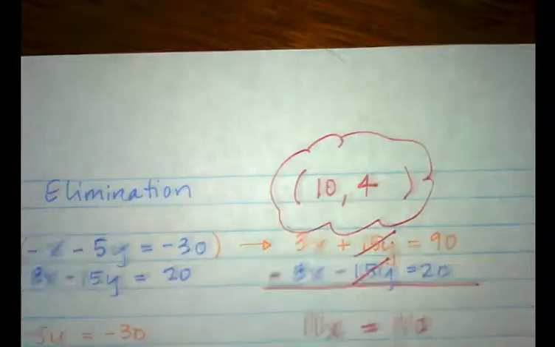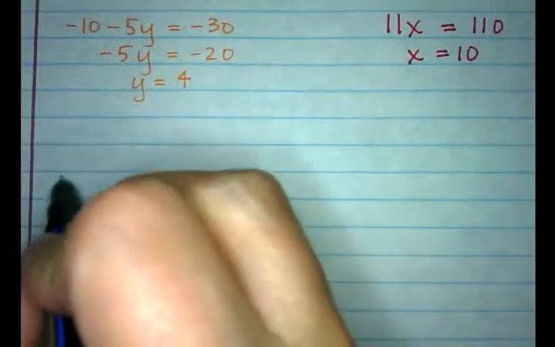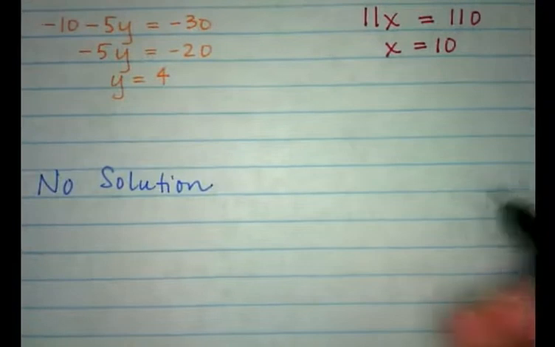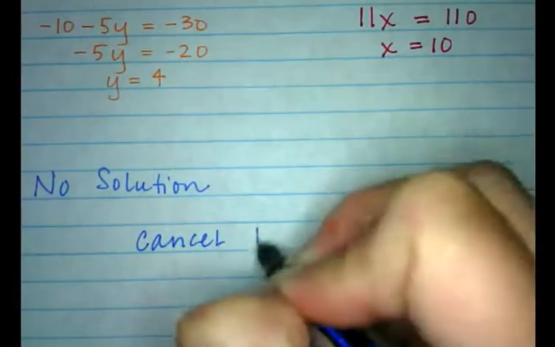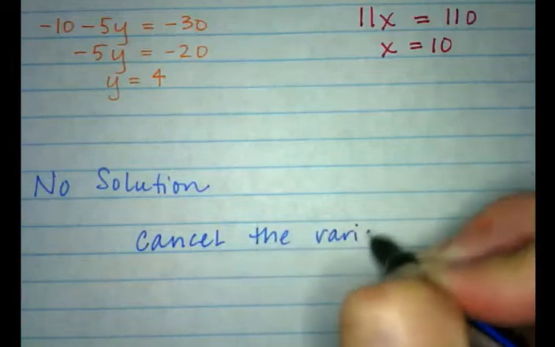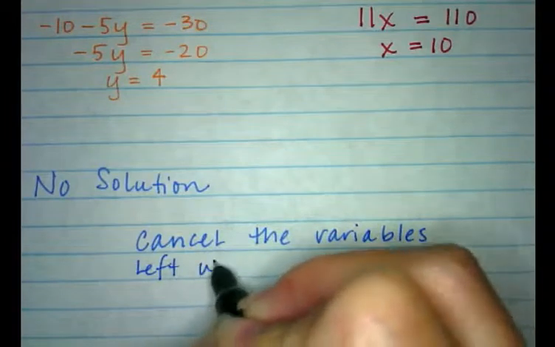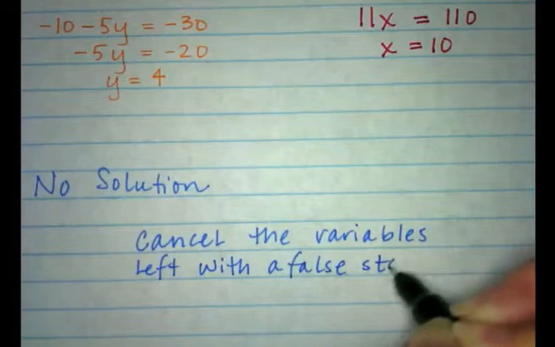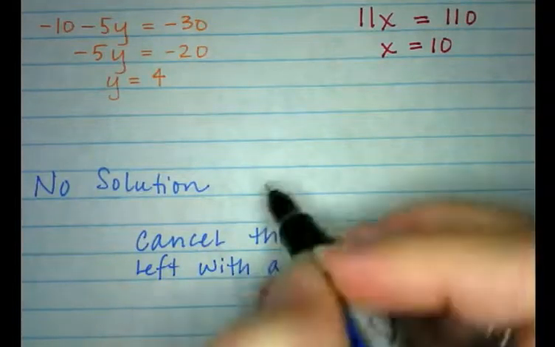Now, last thing we need to do is just make sure that we cover, there are 2 special cases. So one is no solution. And no solution will happen if you cancel out your variables and you are left with a false statement. That is going to be no solution. And on a graph, that means you have parallel lines.